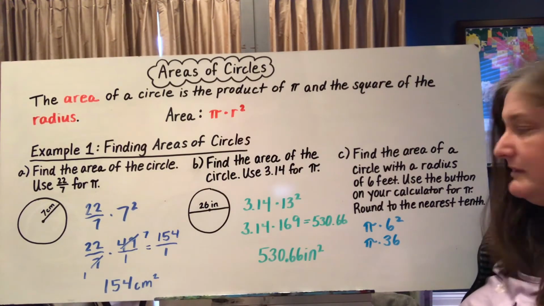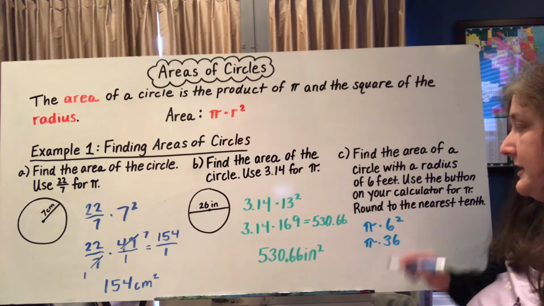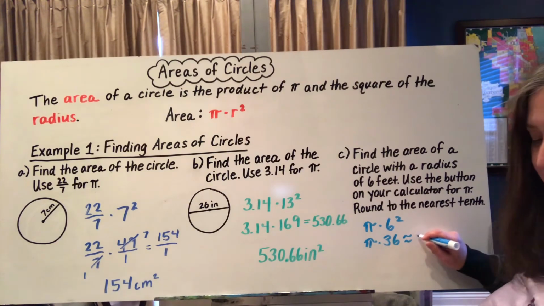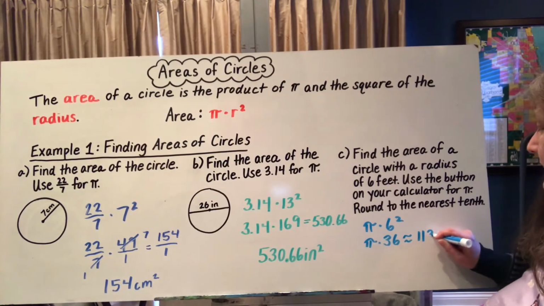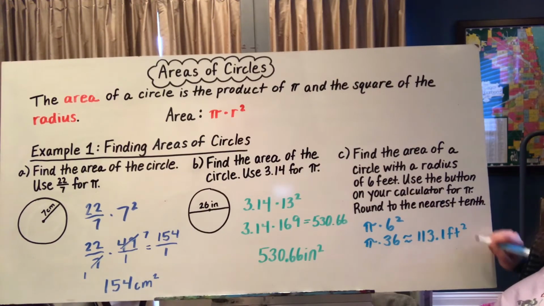So when it doesn't specifically tell us what to round to, we can round to the nearest tenth. But here it is telling us to round to the nearest tenth. So this is going to be approximately worth 113.1 feet squared.